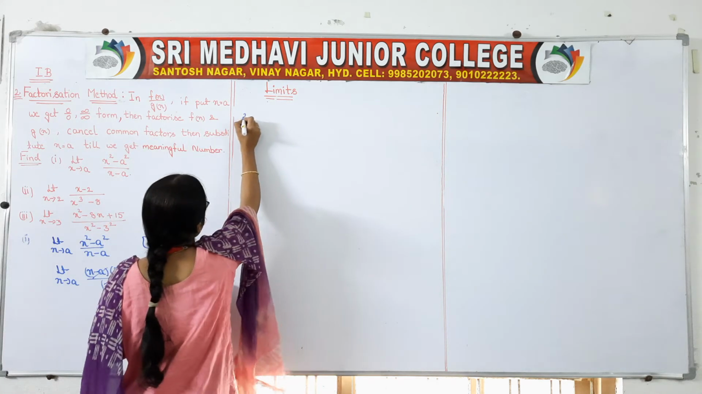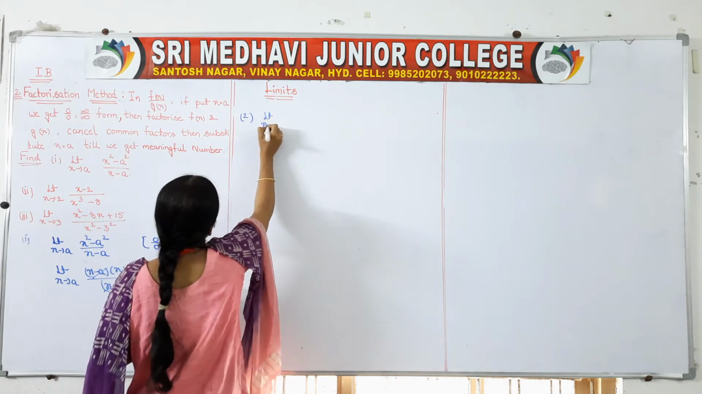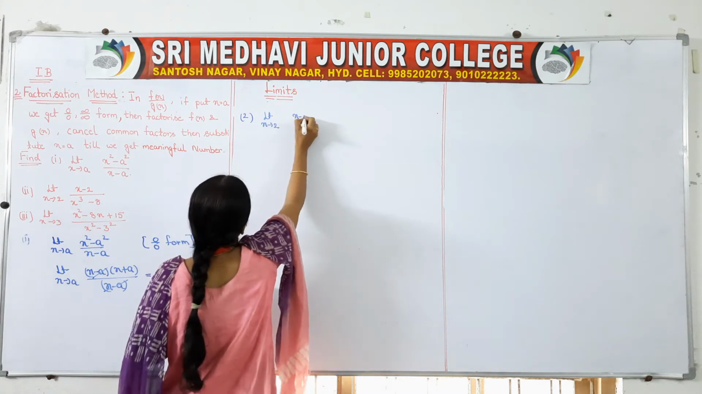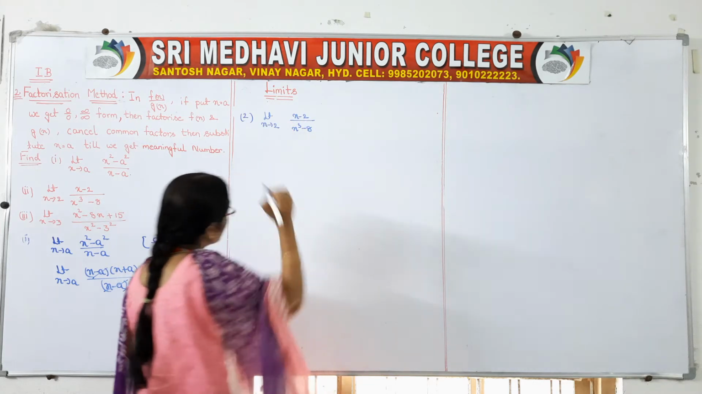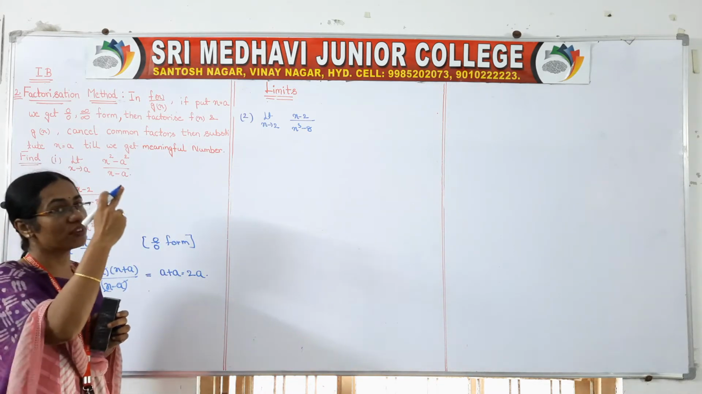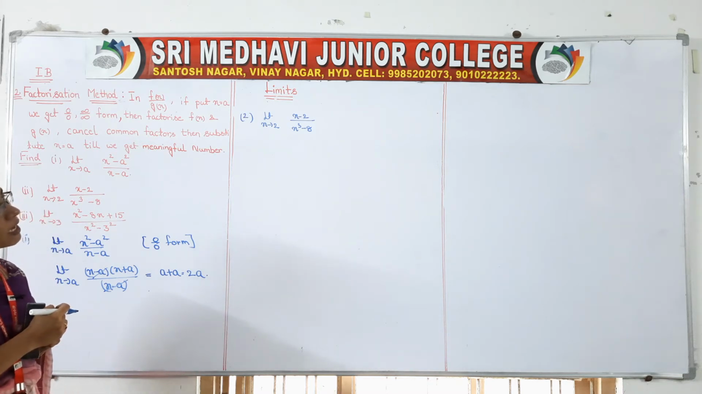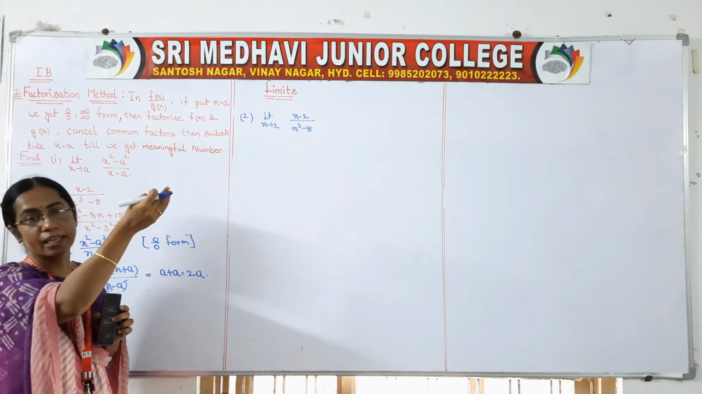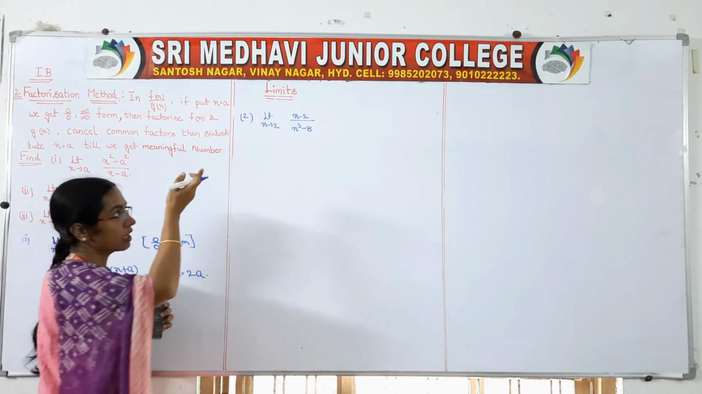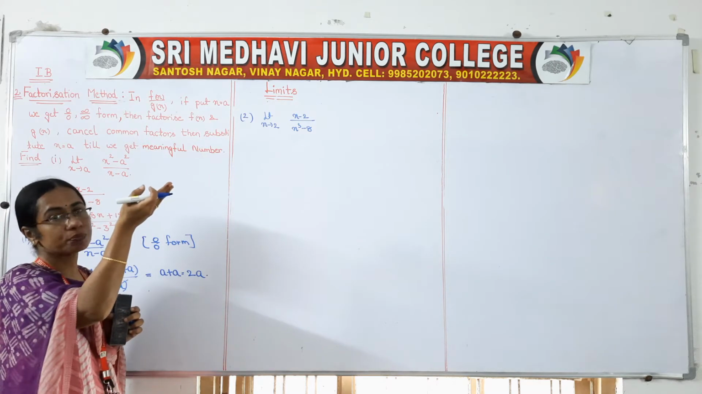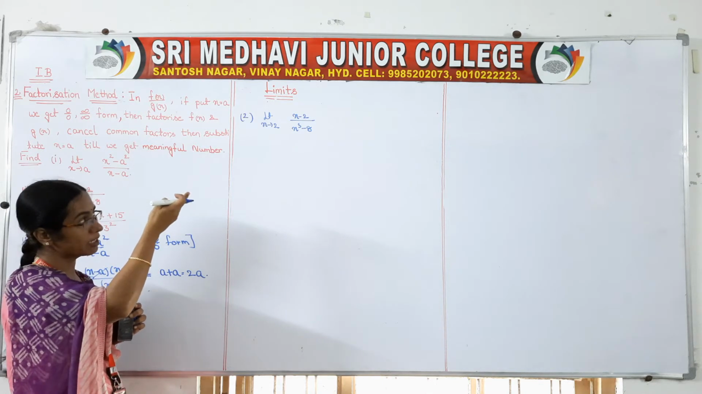Now come to the second question. What is your second question? Limit x tends to 2, (x minus 2) by (x cube minus 8). So same thing, it is of the form f of x by g of x. If we substitute x value directly, here x tends to 2, in f of x, 2 minus 2 is 0, and in g of x, 2 cube minus 8, 2 cube is 8, 8 minus 8 is 0.